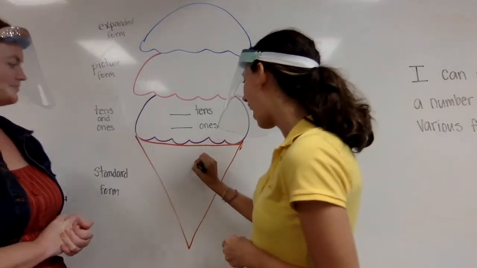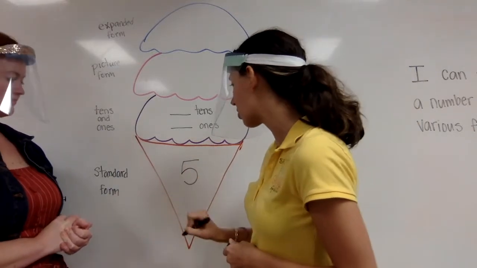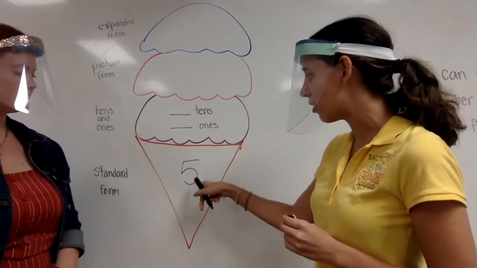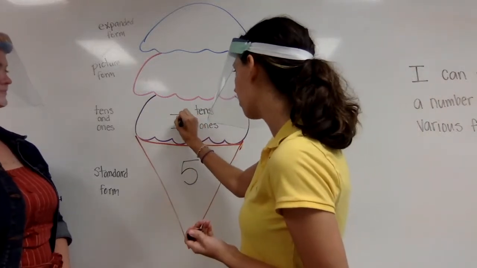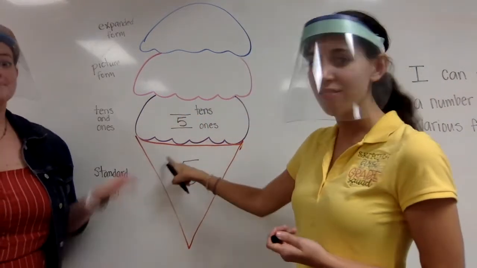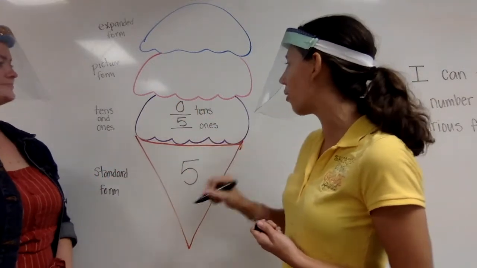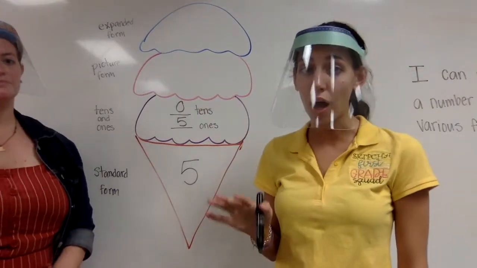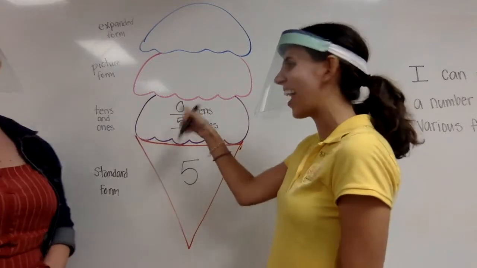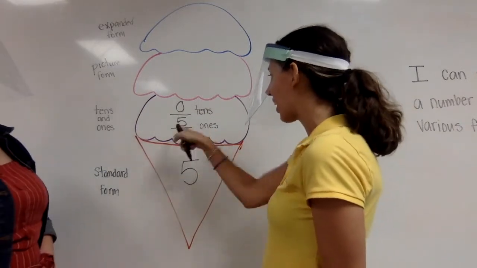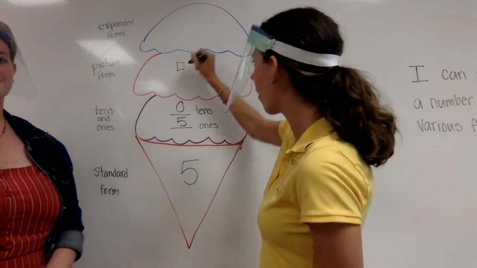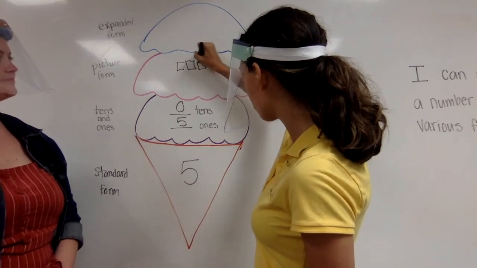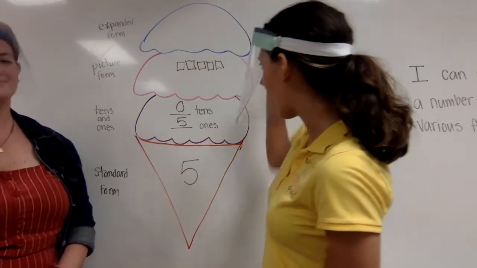So I'm going to write 5 in the cone of my ice cream for my standard form. And well, looking at the number 5, I know that there's 5 ones because that's the only number I have there, which would mean that there's an invisible 0 right here. So there are 0 tens in the number 5. And if I'm putting this in picture form, I'm going to have to draw my base 10 blocks. So I'm not going to have any tens to draw. I just won't draw any. And I'll have to draw 5 ones. So I'm going to draw 5 little 1 cubes. I have 1, I have 2, 3, 4, 5.